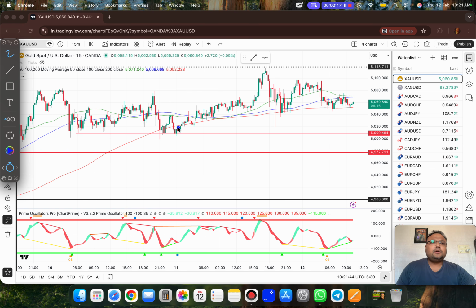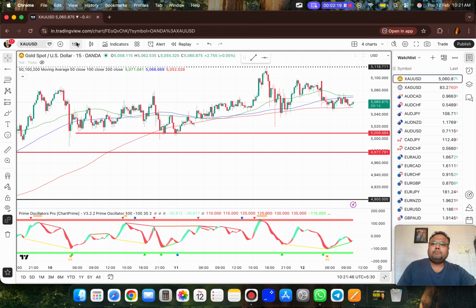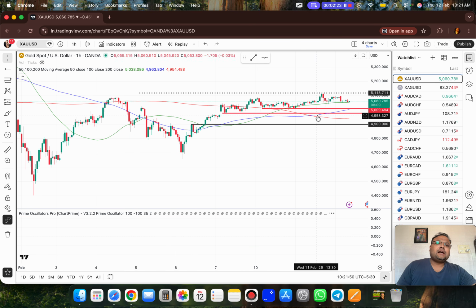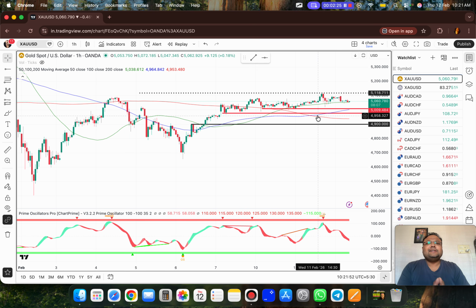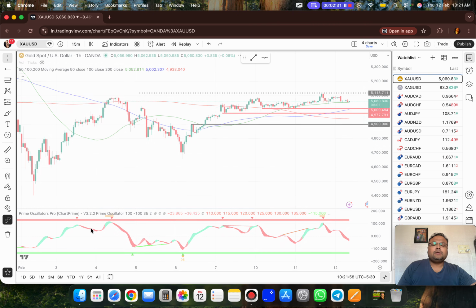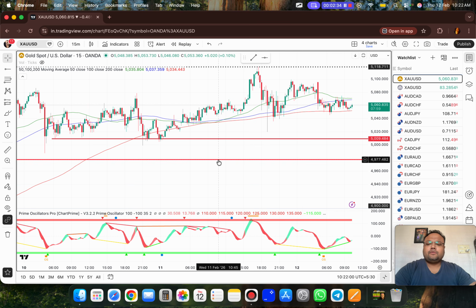You can look for opportunities outside gold, because if I take you to the hourly chart, see, this is the hourly chart of gold. Do you think that this chart deserves your hard-earned money? Obviously no, isn't it? So it's better to look for opportunities outside gold. But if you only trade on gold, then wait for some time.